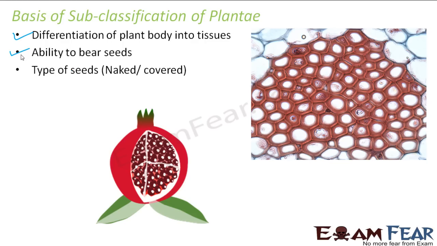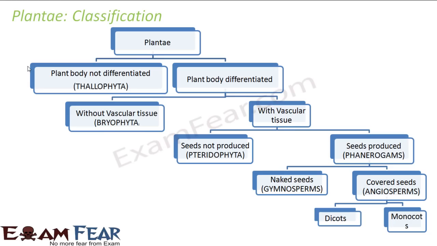Type of seeds. Now for the plants which bear seeds, the seeds can be covered, or the seeds can be naked. So again, depending on that, some classification has been done. These are three important bases for subclassification of plant kingdom. Now we will focus on the different categories into which the entire and vast plant kingdom was classified. This screen tells you the entire flow of classification of plants.